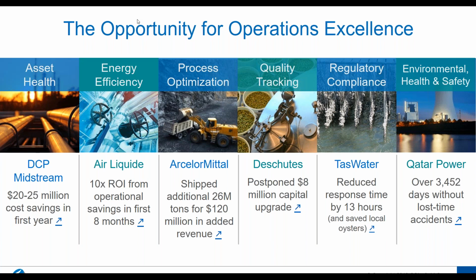Energy efficiency, that could be energy as an input to a process, or for facilities like university campuses, office buildings, data centers. Energy is one of the biggest costs they've got for running their operations. Process optimization is an area that the PI system is usually adopted for first. People improve their yields, stabilize their processes, and just generally do process improvements.